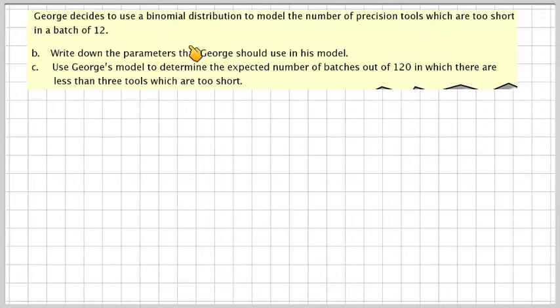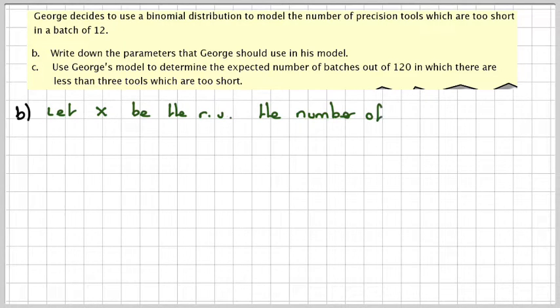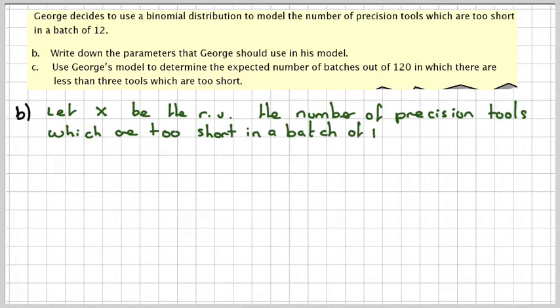B, George decides to use a binomial distribution to model the number of precision tools which are too short in a batch of 12. Write down the parameters that George should use in his model. So if we let X be the random variable, the number of precision tools which are too short in a batch of 12, then X will be binomially distributed with N, P. N is quite easy because that's going to be 12.